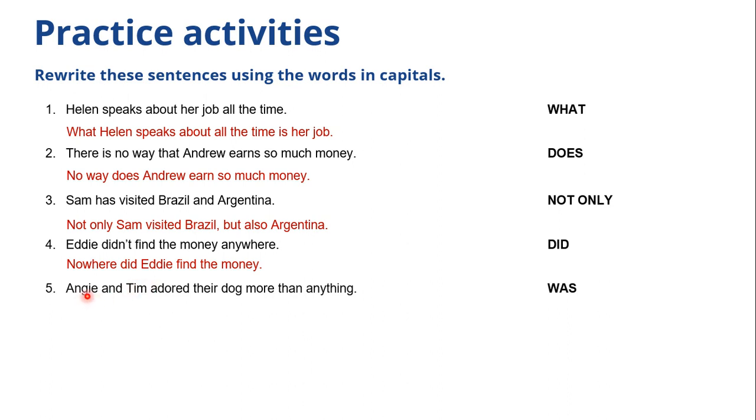The last one, probably number 5. Angie and Tim adored their dog more than anything. Did you make it that one? What Angie and Tim adored more than anything was their dog. See here, was their dog. That is the use of the cleft sentence.